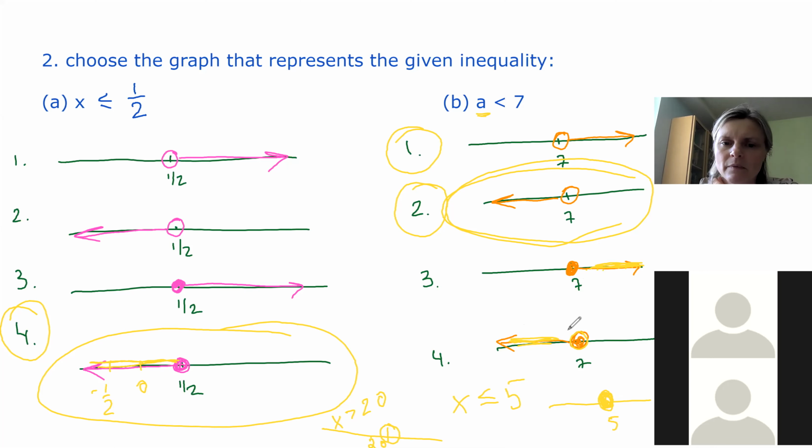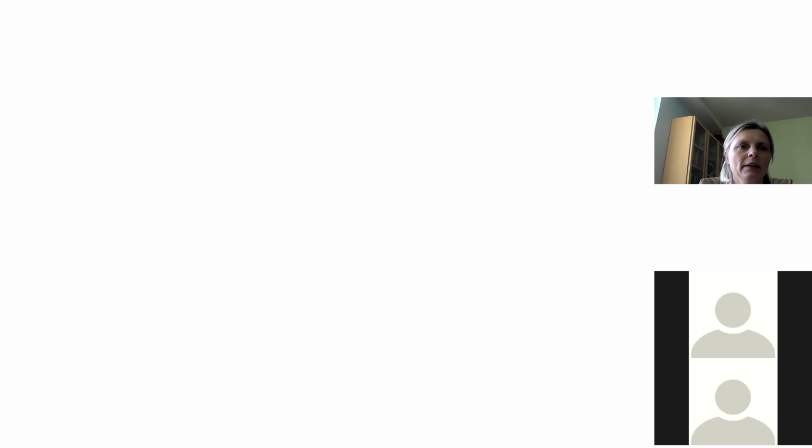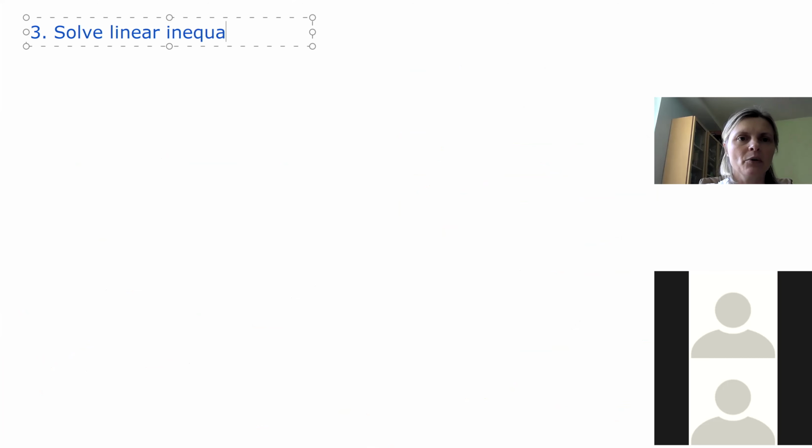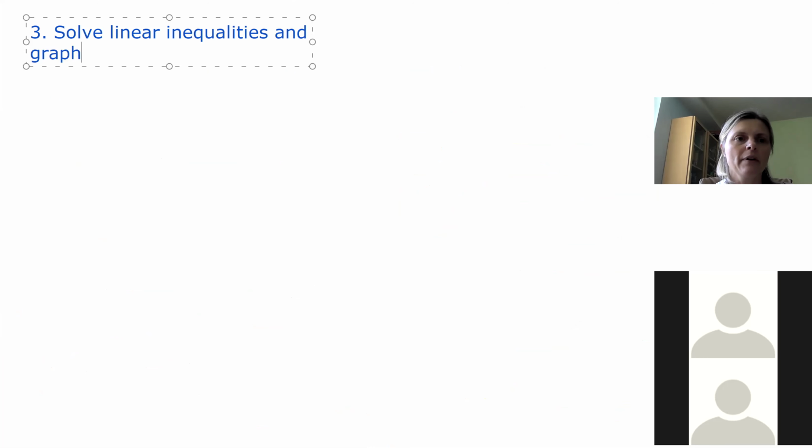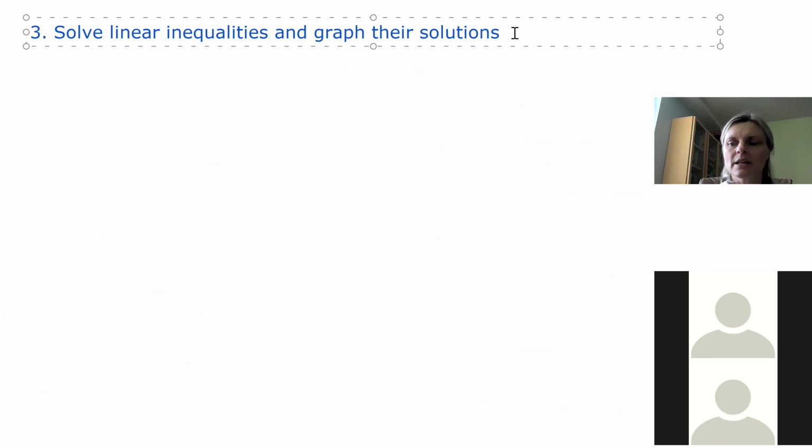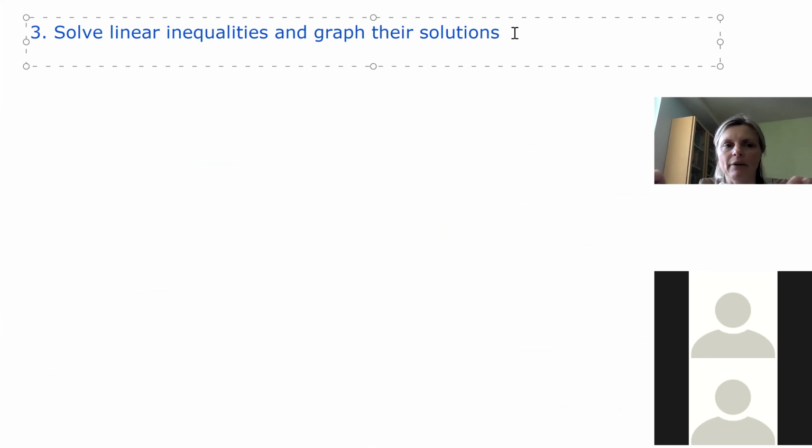Good. Okay, so let me clear everything up. I'll move my board over here and let me put up another set of questions. So 3, right? Solve linear inequalities and graph their solutions. So this is usually how the problem sounds, right? It doesn't separate solving from graphing.